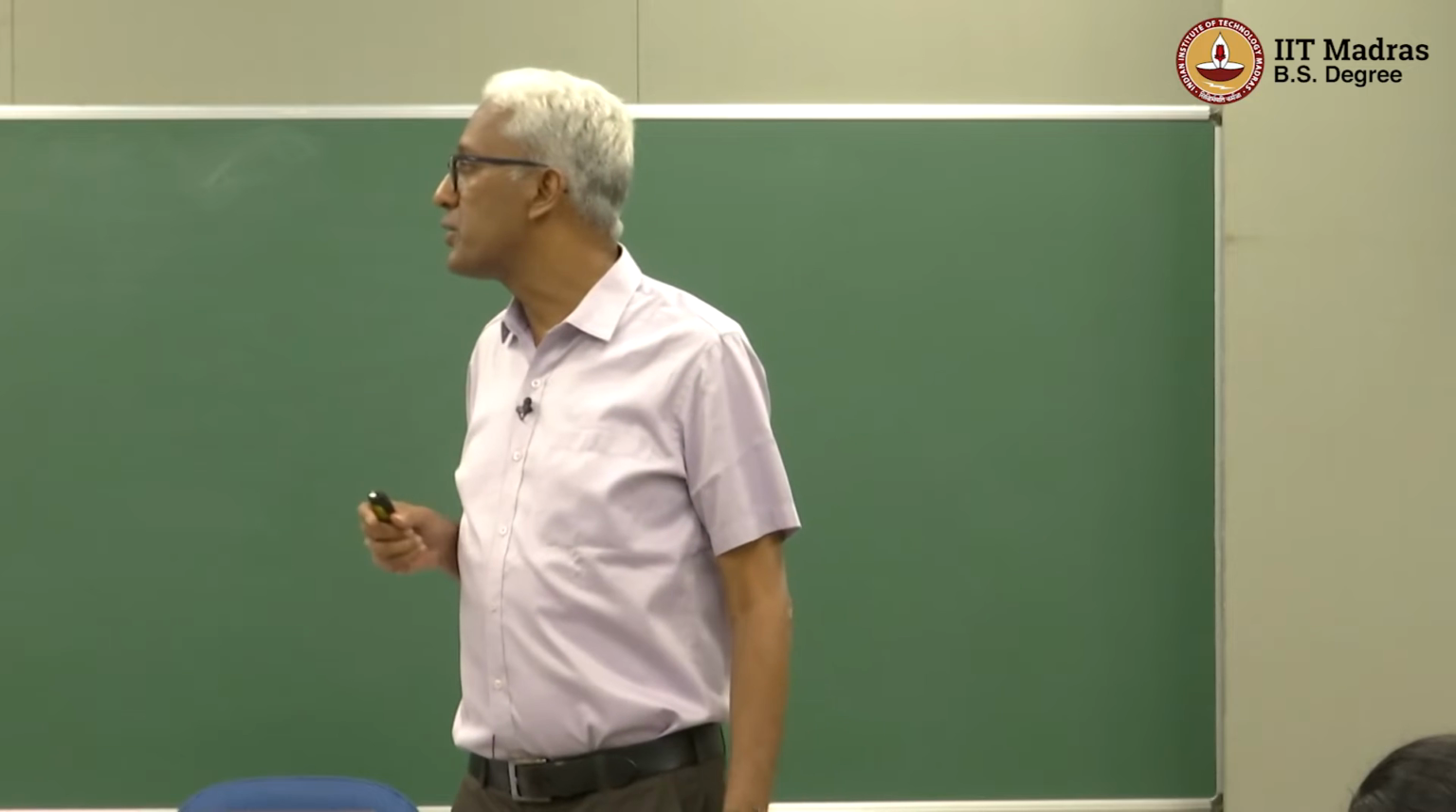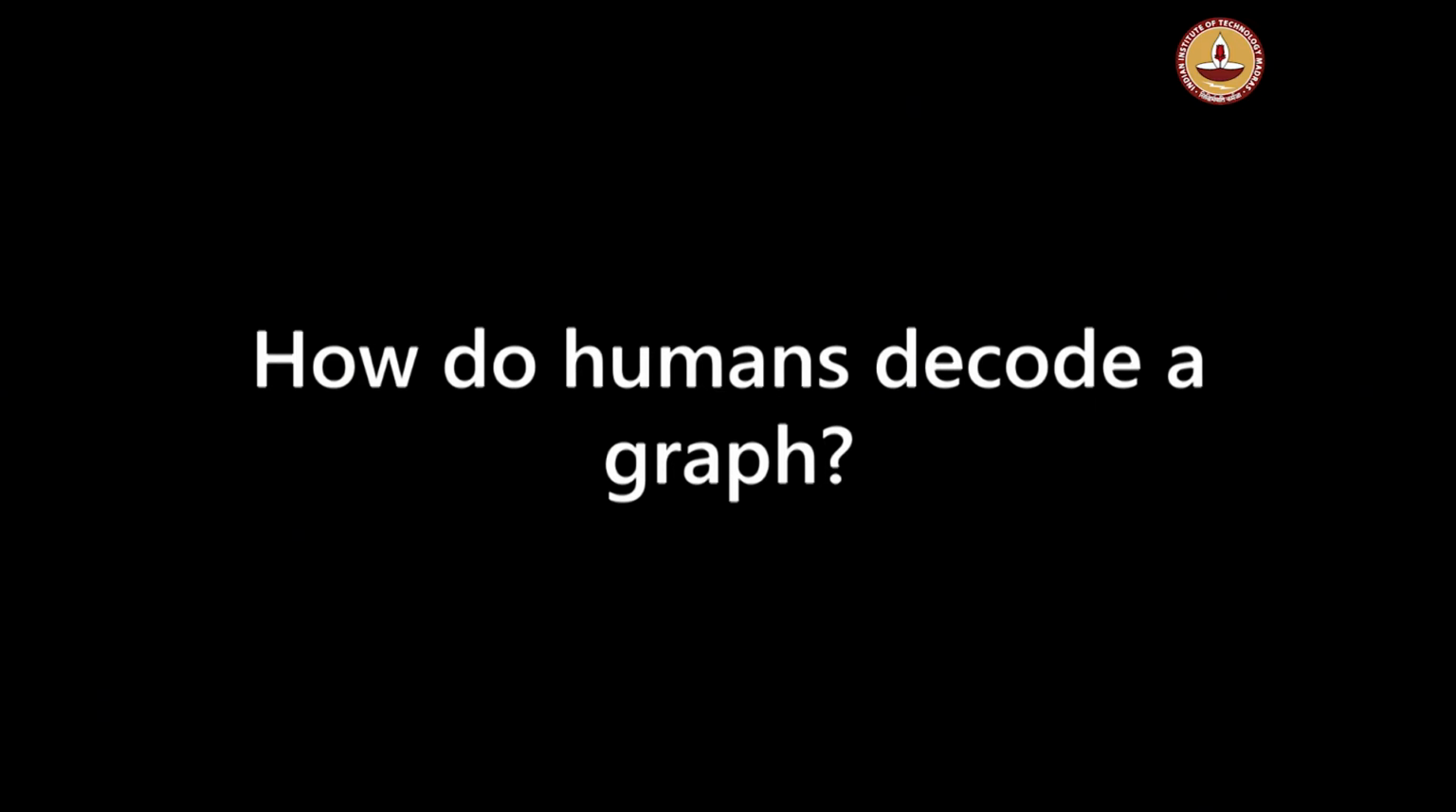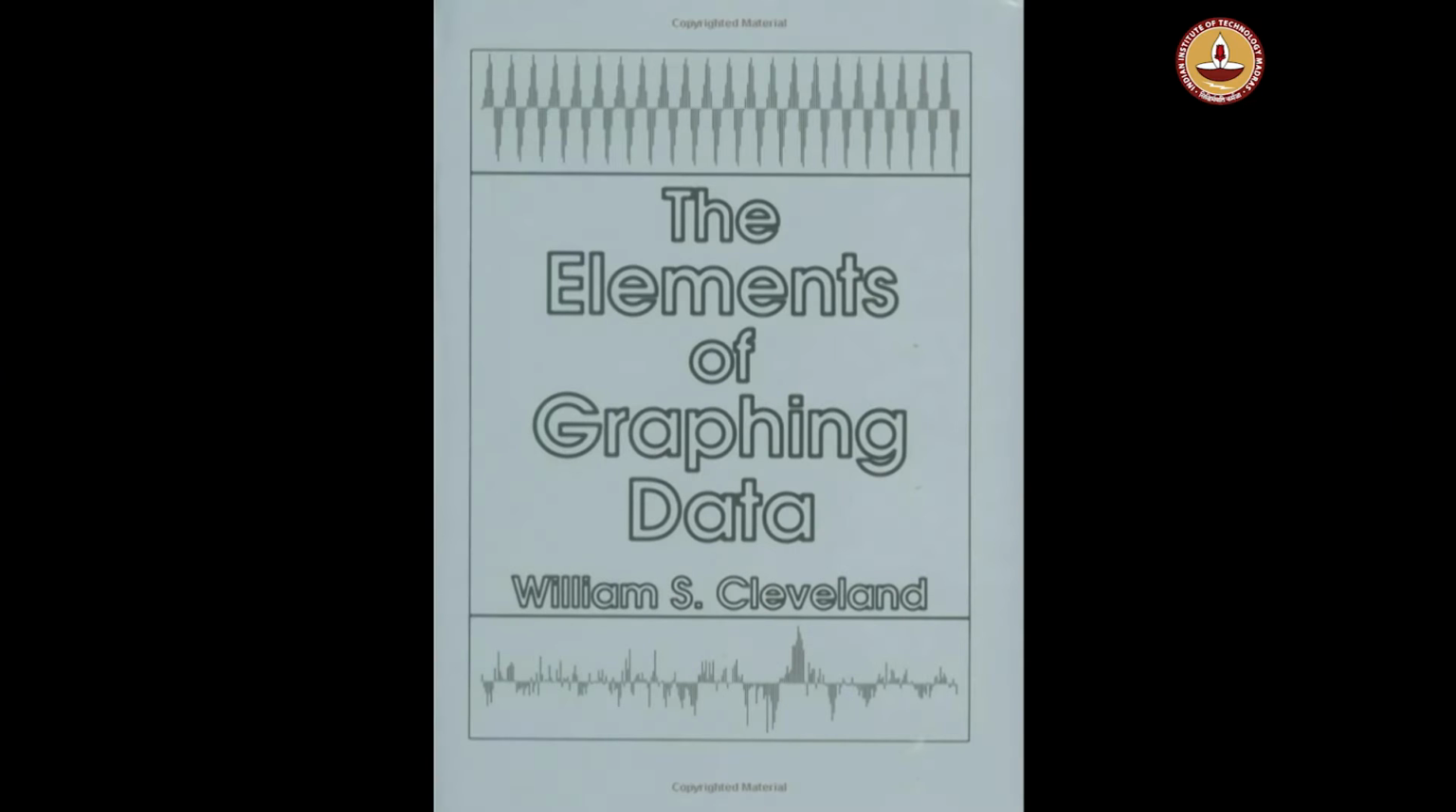Okay, so how do the human visual and cognitive system work? In other words, how do humans decode a graph? Fortunately for us, there has been some excellent work in this area. The most important among them was William Cleveland, who wrote a book on elements of graphing data. What follows is what he has discovered.